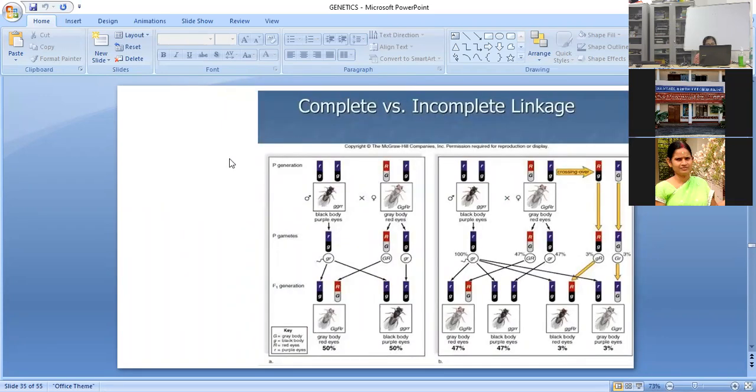This is again a presentation which shows that in case of complete linkage, we get mostly the parental types. And in case of incomplete linkage, that means if crossing over is possible, we get recombinant varieties. Incomplete linkage means there will be some crossover products. Parental types will remain, but there will be chances of some crossover products that will result in recombinant varieties.